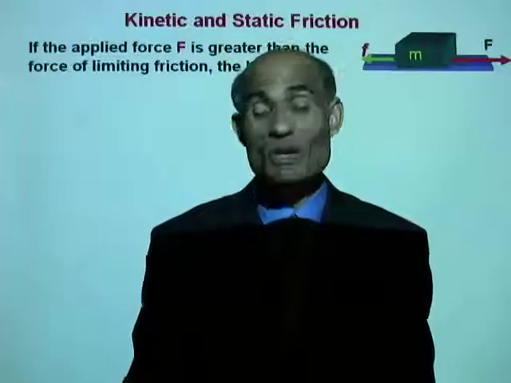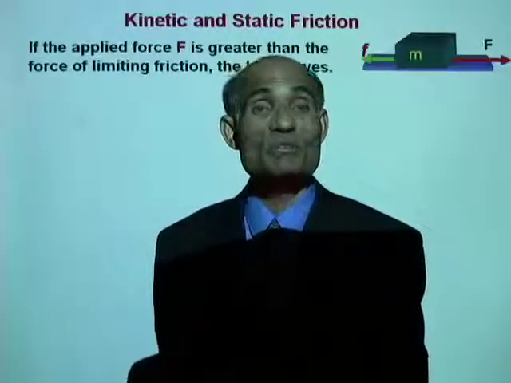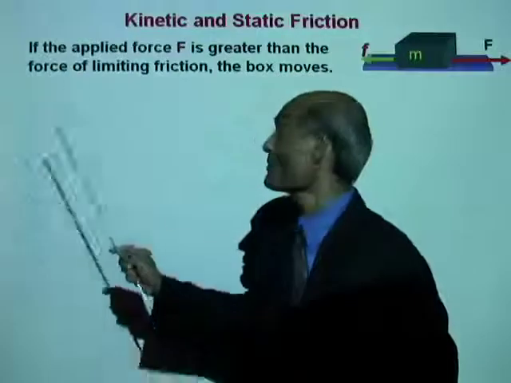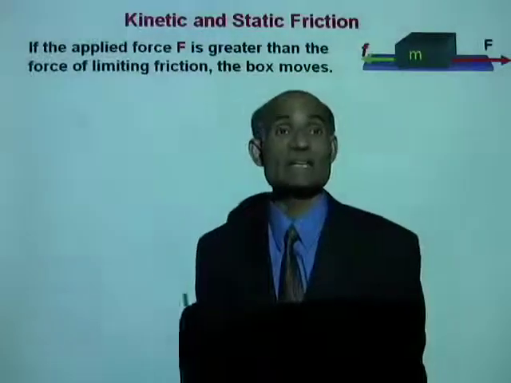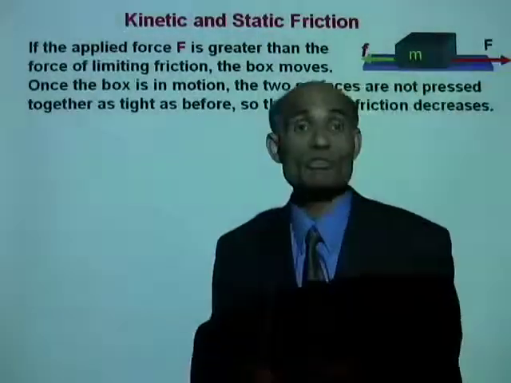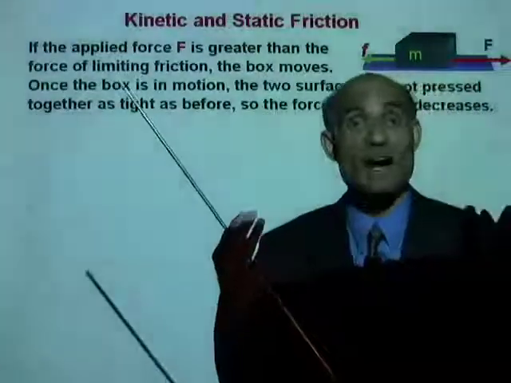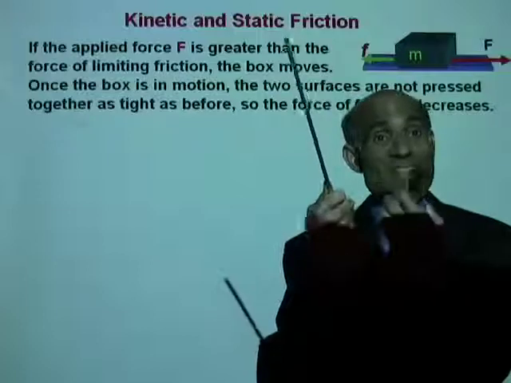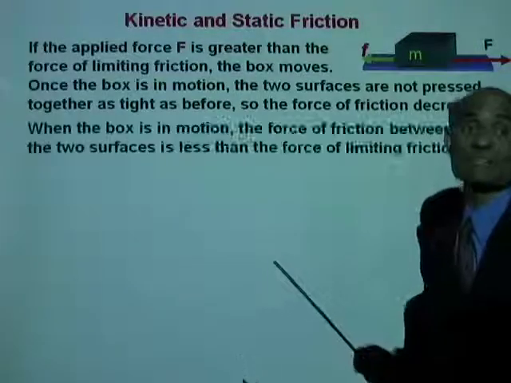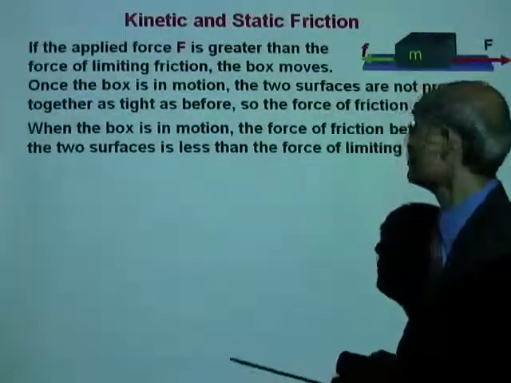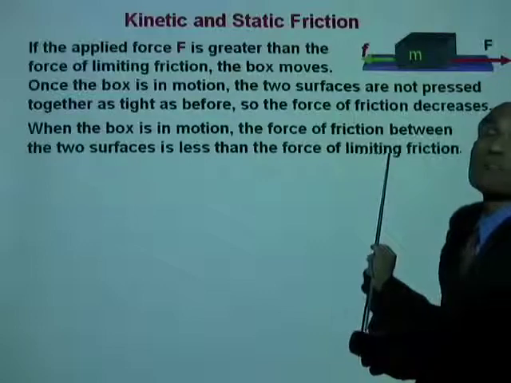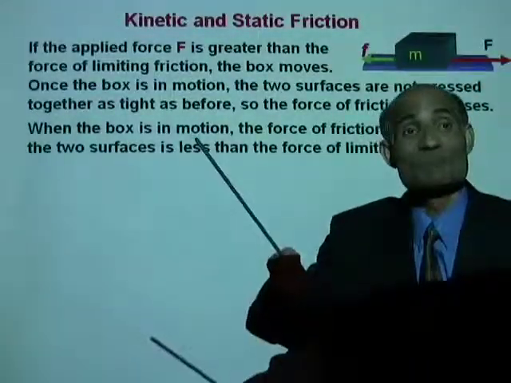All right. Now once you are able to overcome the friction between two surfaces, then one surface will begin to move over the other. If the applied force F is greater than the force of limiting friction, the box will move. Once the box is in motion, the two surfaces are no longer pressing together as tight as before, so the force of friction therefore decreases. When the box is in motion, the force of friction between the two surfaces is less than the force of limiting friction before they started moving.